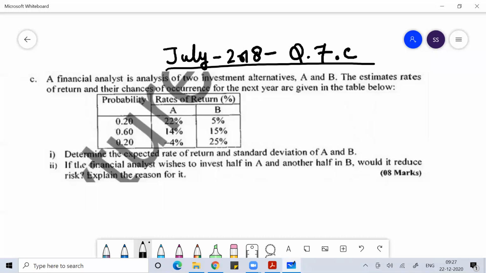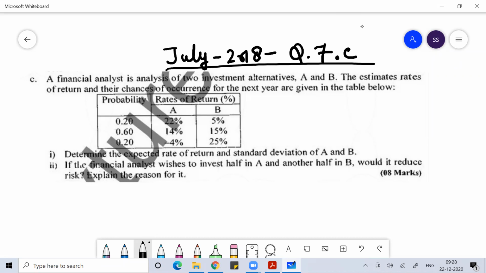Good morning, everyone. Welcome to the class on investment management, where we are discussing the previous year questions. Every session we will do only one problem related to the previous year question paper of investment management. Today we are going to discuss this question which came in July 2018, which is of 8 marks.